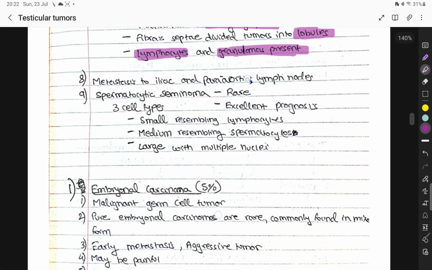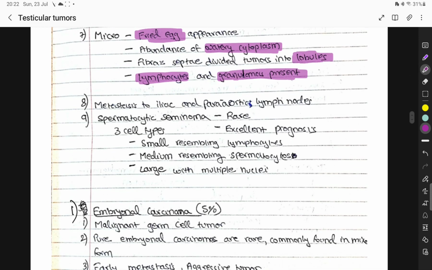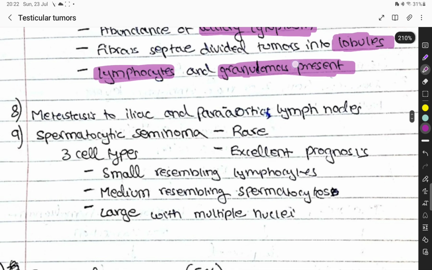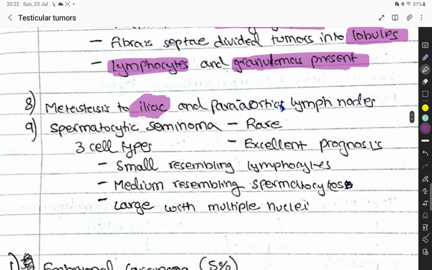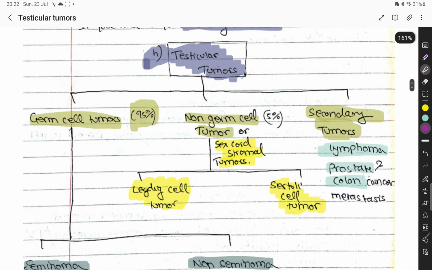Now where do seminomas metastasize to? Like it's a primary tumor, so where does it metastasize to? Which lymph nodes? It's the iliac and the para-aortic lymph nodes. Okay, now remember the spermatocytic seminoma here.